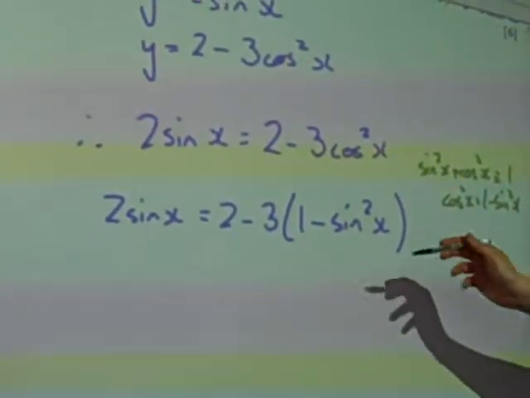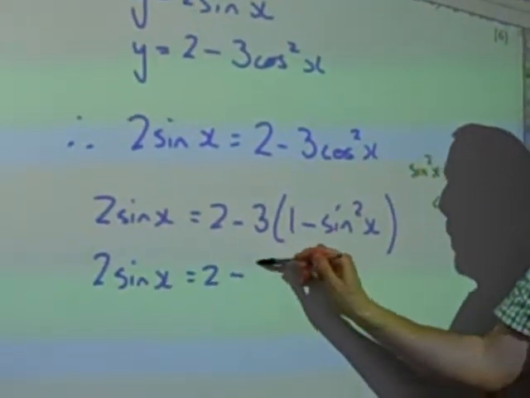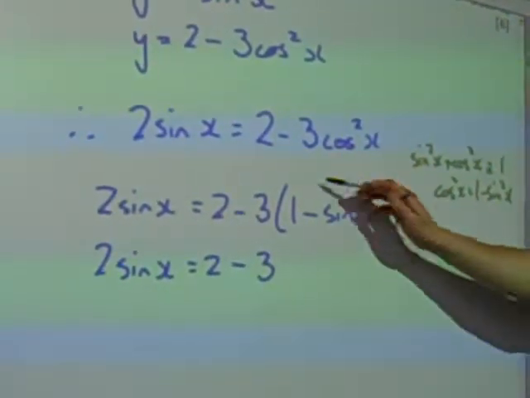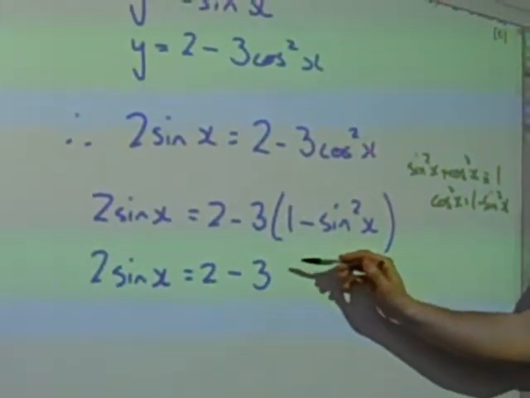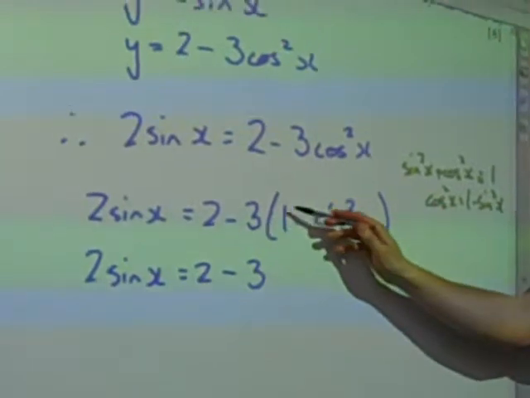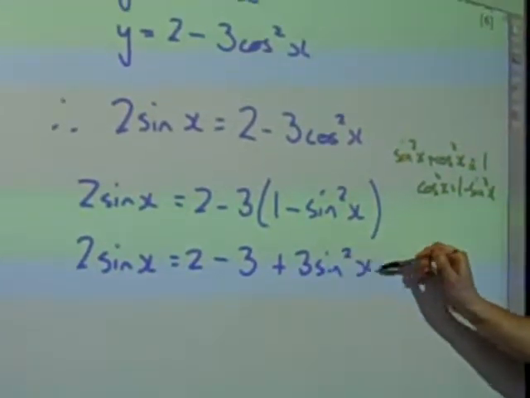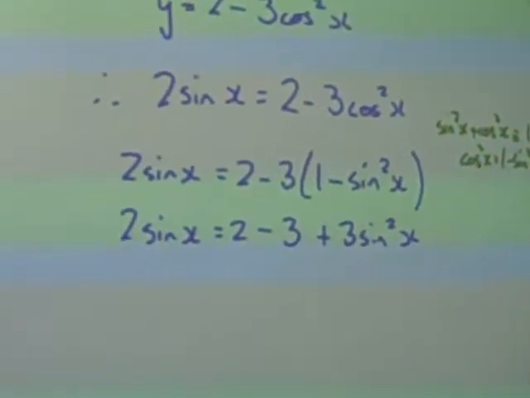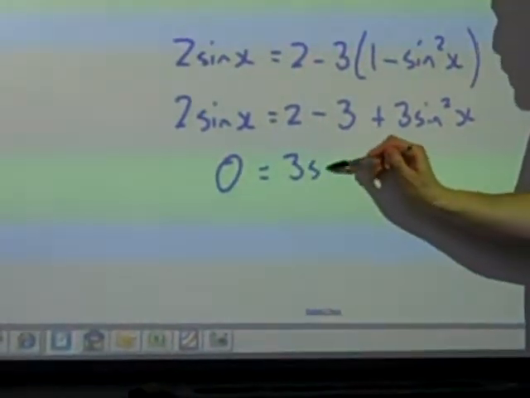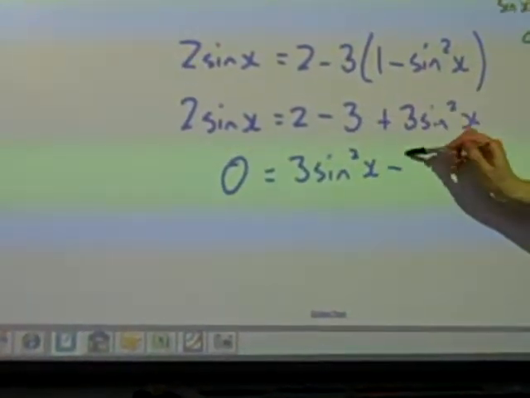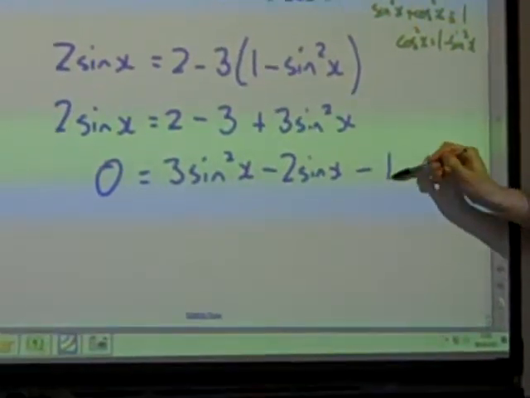Are you concentrating, Kobe? So we've got 2 sine x is 2 minus 3. When we expand this, what are we going to have? 3 minus 3 sine squared. So minus 3 times the minus sine squared, so plus 3 sine squared x. So what's that? We want to make it look like a quadratic, so let's get everything onto one side. 3 sine squared x, take away the 2 sine x. We've got 2, take away 3, so minus 1.